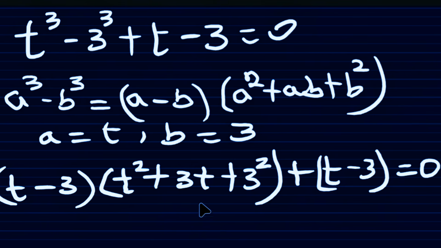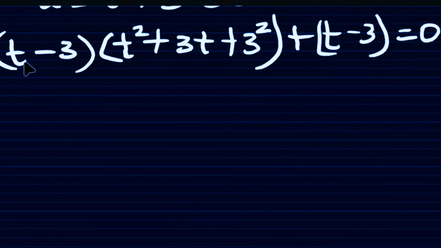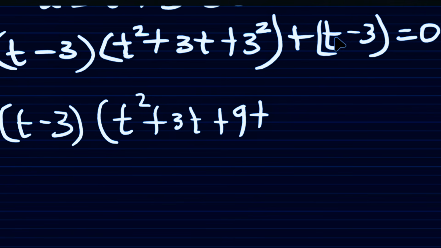And this equals 0. From here, you can see that we have a common term, which is t - 3. So we can bring that out. t - 3 is a common factor. So we are going to open another parenthesis: t squared plus 3t plus 3 squared, divided by t - 3. We are left with t^2 + 3t, then plus 3 squared is 9. Then plus (t - 3) divided by (t - 3), we are left with 1, and all this will be equal to 0.